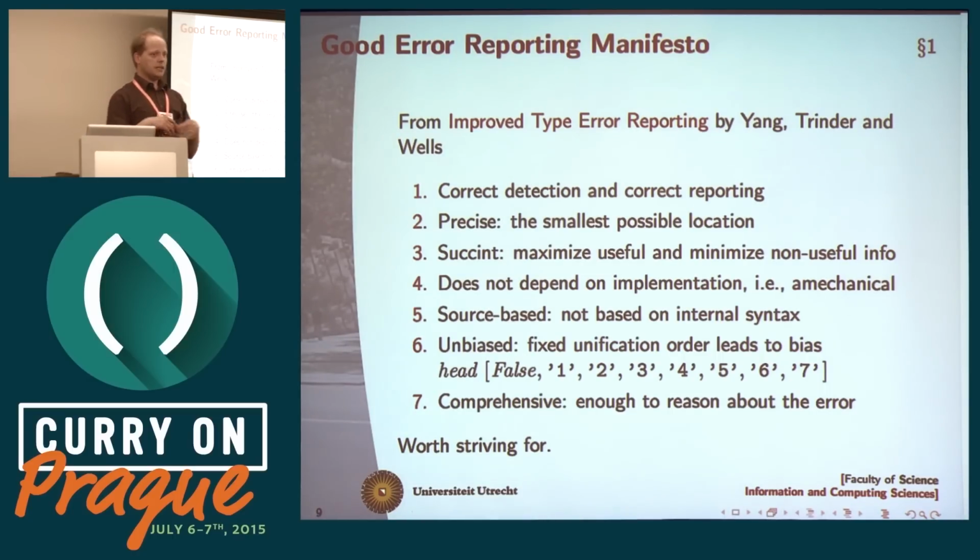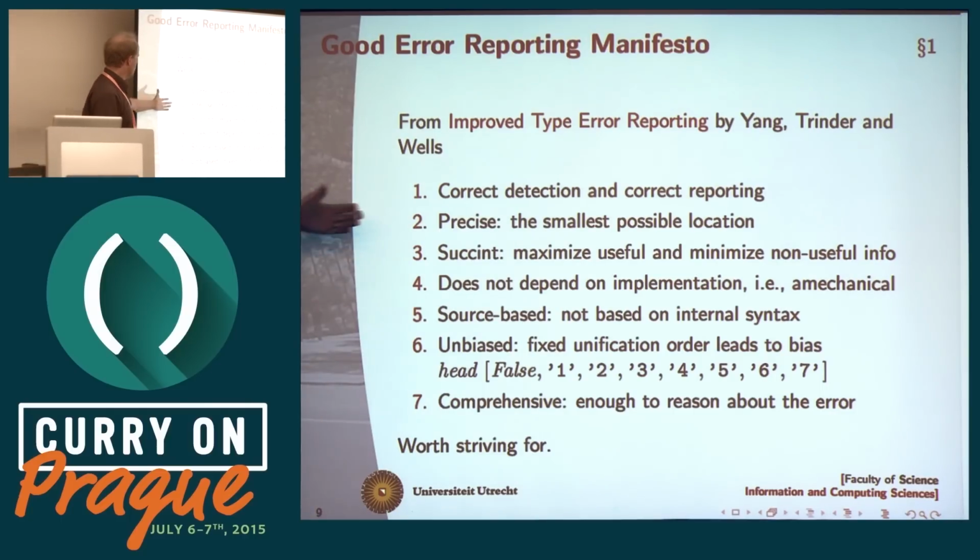Not a lot of people do type error diagnosis. People who started, they just started. Maybe it's a good idea to make sure for yourself what you are aiming for. Well, it should be correct detection and correct reporting. You want to be precise, so the smallest possible location, not somewhere in the program, but in this definition. You want to be succinct, don't mention anything that's irrelevant. It should not depend on the implementation, so we want it to be amechanical. It should be source-based, so desugaring is actually out of the question. Or you have to have some mechanism for translating it back, which is, I think, much harder than simply not desugaring in the first place.